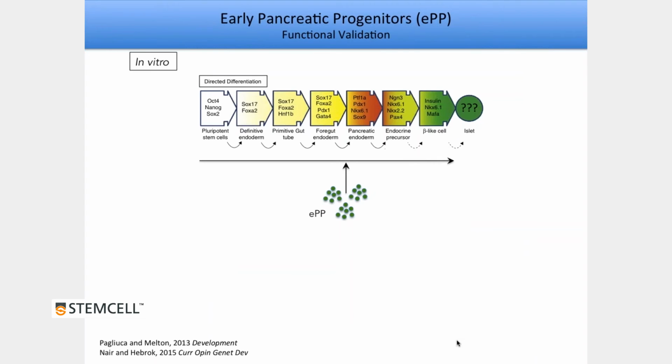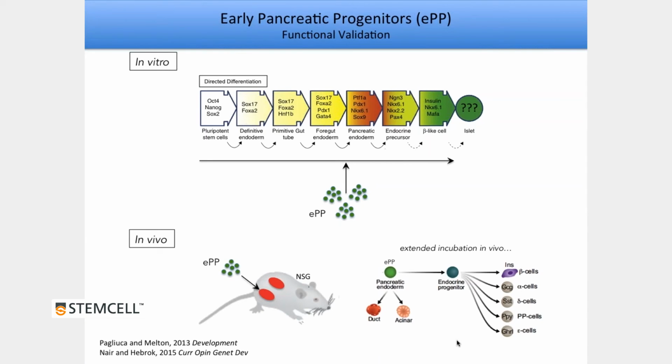So now I know what these cells express and I kind of know what they're made of. The question becomes, what can they do? So I want to know, are they multipotent? Can they form the different pancreatic lineages? And also, can they go on to form functional cells? So the first way in which to test this is to try and put the cells back into a differentiation protocol and push them towards functional beta cells.